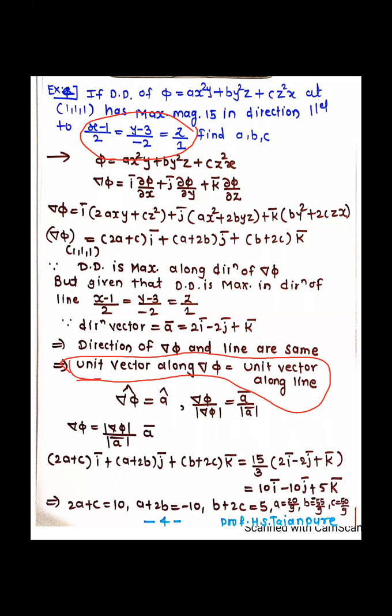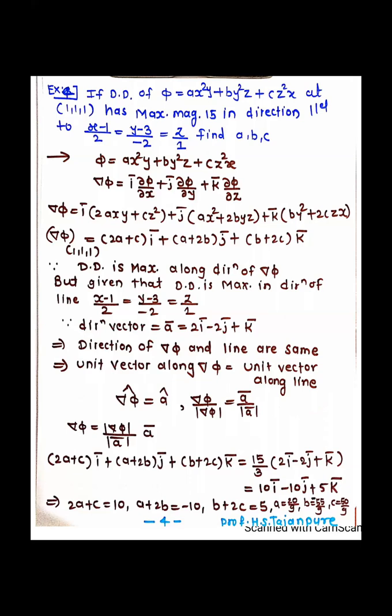So for that you will have to find the direction vector. The line is given, and we already discussed in the last lecture how to find the direction vector from the equation of a line. The direction vector will be 2i bar minus 2j bar plus k bar. If we have the equation of the line in the standard form, x minus x1 upon L equal to y minus y1 upon m equal to z minus z1 upon n, then we can write the direction vector, and hence we can find its unit vector.